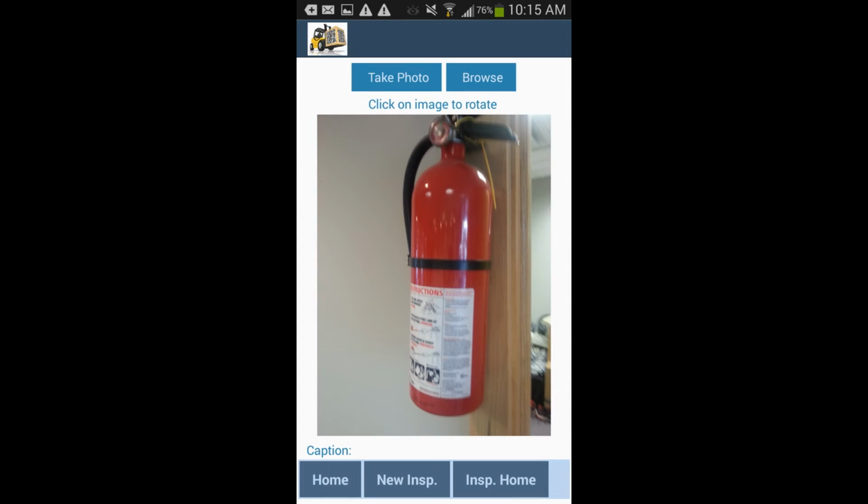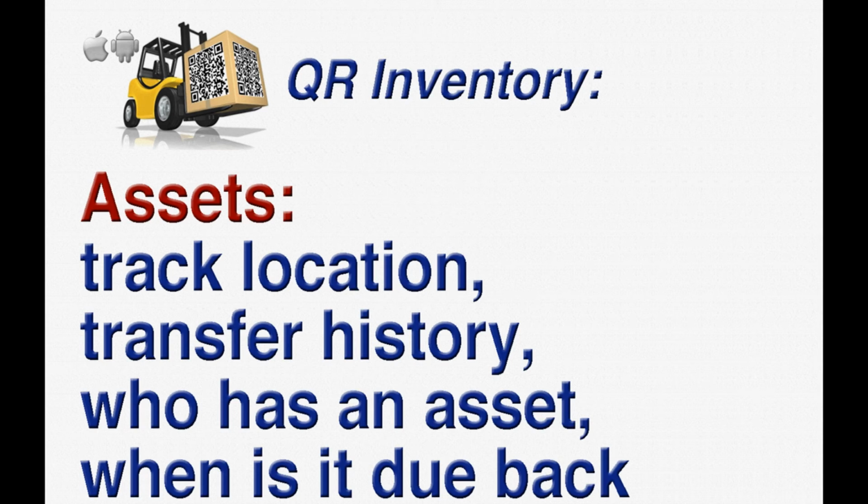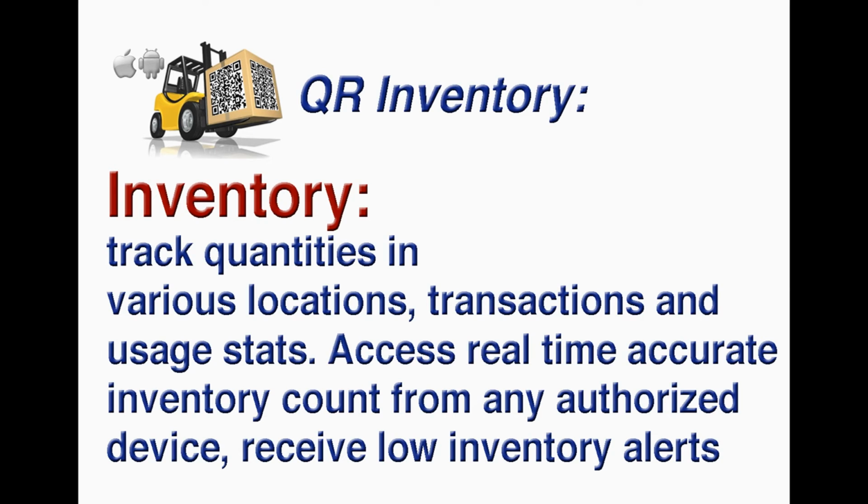Do you need visual documentation? User can take photos with a smartphone and attach to asset inventory transaction. You can filter reports by custom fields, producing exact information you need. Manage assets and inventory. Assets and inventory require different treatment. Using QR Inventory, you can manage both.